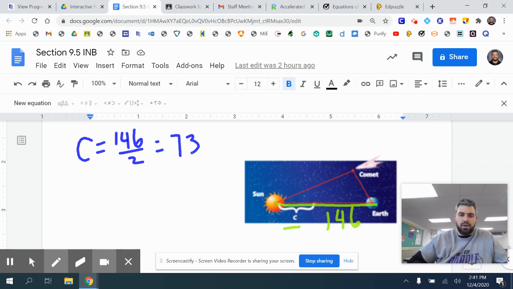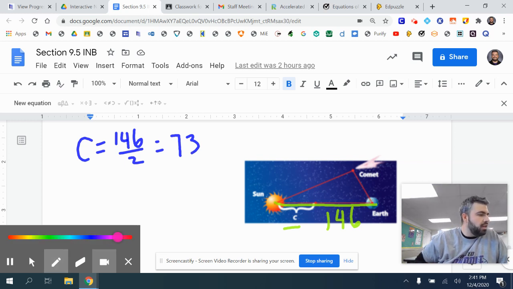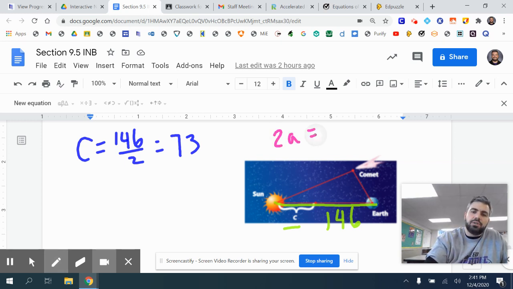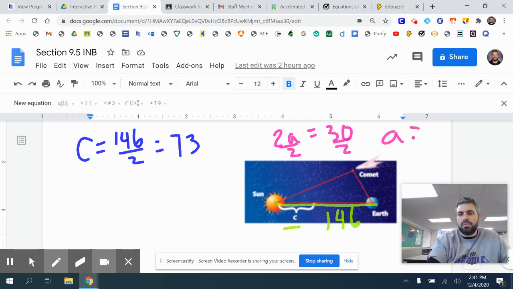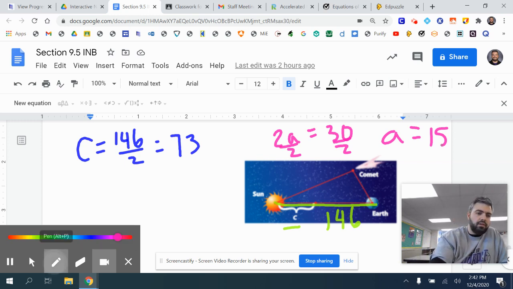Now, the next thing we find out from the problem is that the comet is 30 million miles farther away from the Sun than it is from the Earth. So since it's 30 million miles farther, we know that 2a, that constant difference, is equal to 30, and we can use that to figure out that a is going to be 15, right? So now we know a and we know c, and we can use the Pythagorean theorem to figure out what b is. Okay, so let's do that.